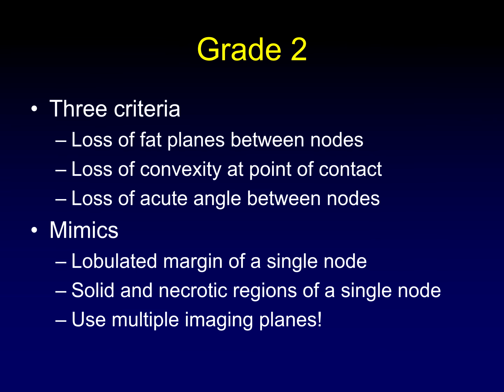So once again, those three criteria: loss of fat planes between the nodes, loss of convexity at the points of contact, and loss of an acute angle along the margins between the nodes. Be careful in calling grade 2. There are several mimics. A lobulated margin on a single node can look like two nodes growing into each other. If you have solid and necrotic regions within a single node, it may look like two different nodes, one of which is solid and one of which is necrotic, but that's not good enough. And once again, beating a dead horse here, but use multiple imaging planes to reassure yourself of the presence or absence of coalescent adenopathy.